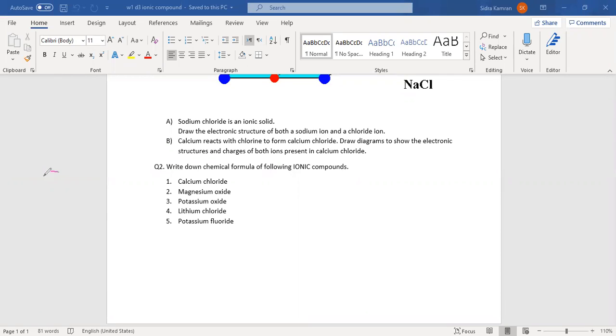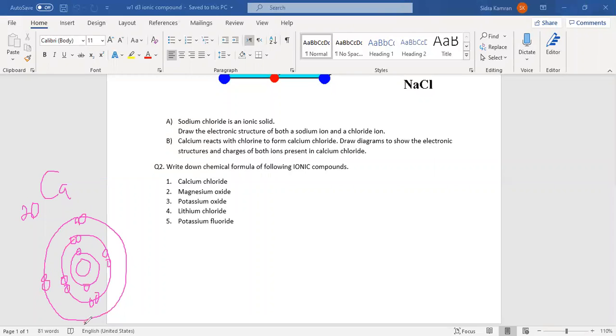Calcium has atomic number 20. So the first shell has 2 electrons, the second shell has 8 electrons. You have to draw the electrons in the form of pairs. And the third shell has 8 electrons, total 18. 2 are remaining to complete atomic number 20. Here you can see the third shell has 8 and the fourth shell has 2 electrons.